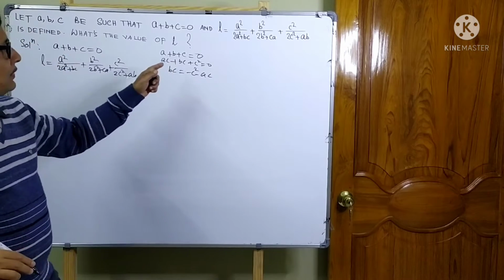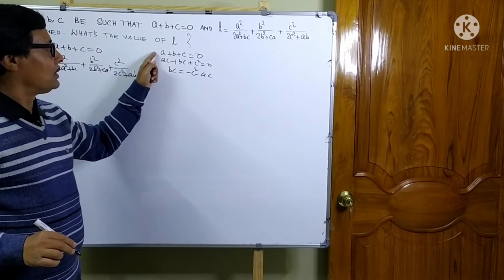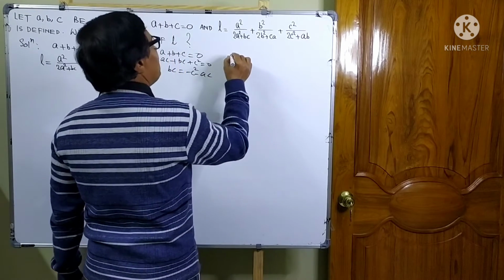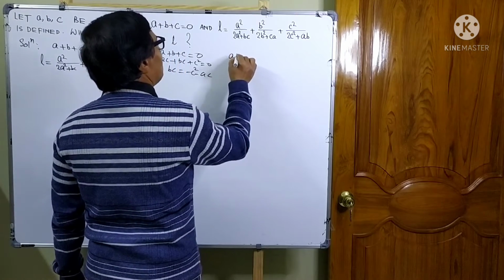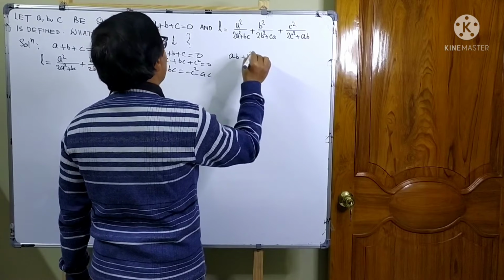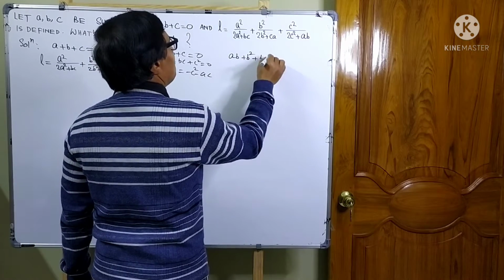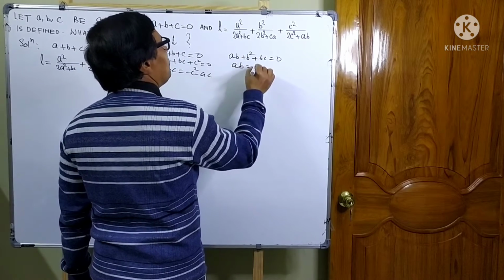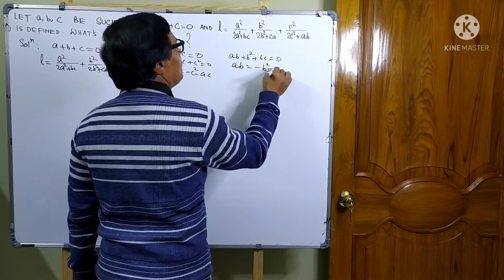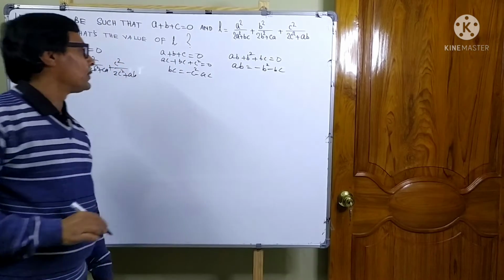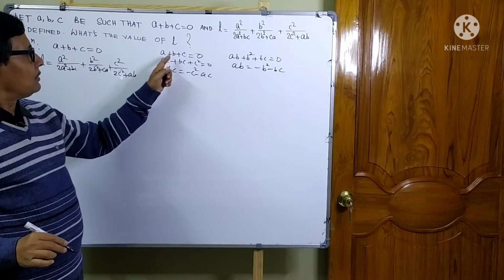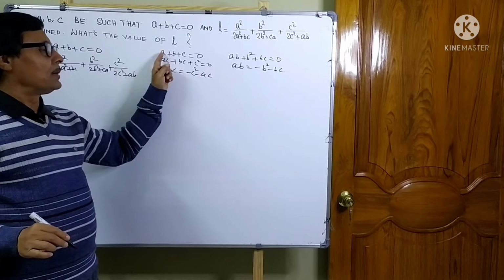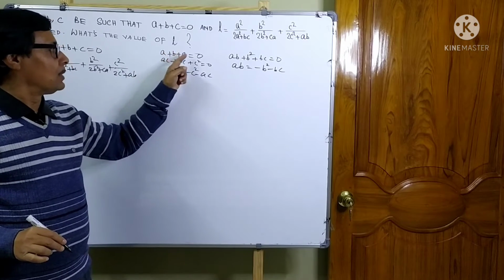For finding out the value of ab, we can multiply both sides by b. After multiplication we get ab + b² + bc = 0, that is ab is equal to minus b² minus bc.